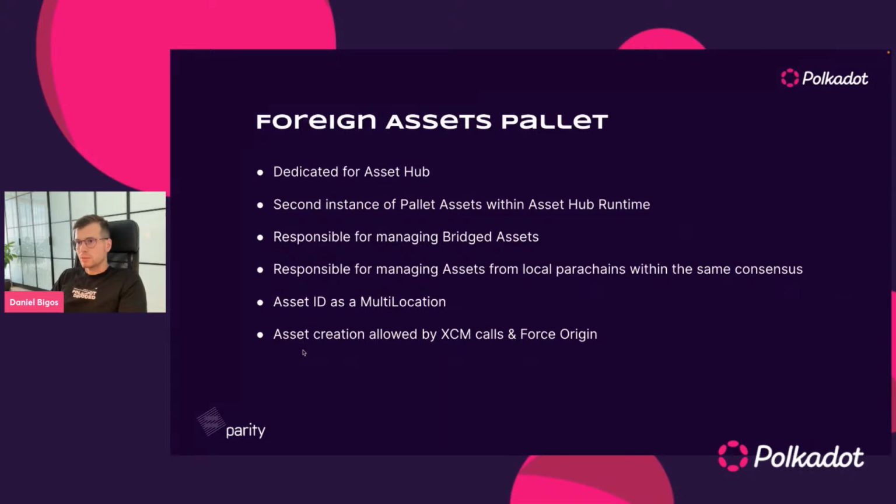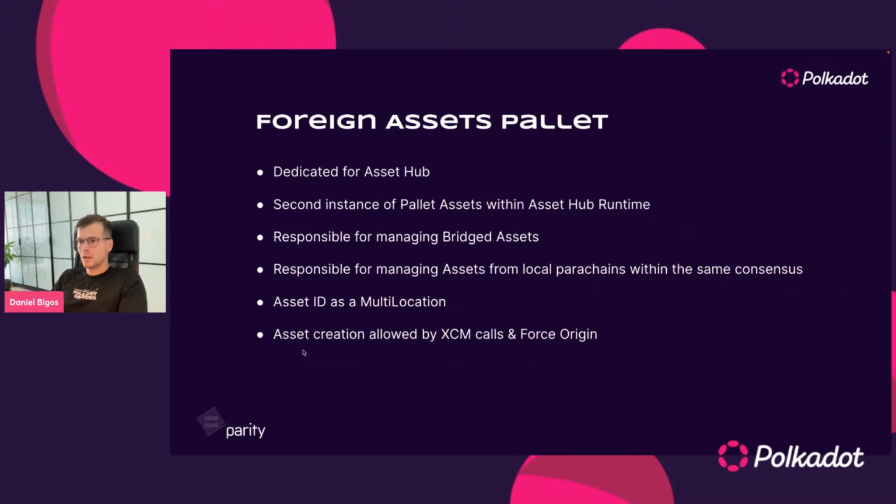Foreign assets pallet. The foreign assets pallet is a dedicated pallet for the Asset Hub, and it is nothing else but the second instance of the assets pallet within the Asset Hub runtime. The foreign assets pallet, as the name suggests, is responsible for managing foreign assets. Those assets can be bridged assets, so assets from an external consensus system, and also assets from the same consensus system, like Kusama or Polkadot, but from other chains.